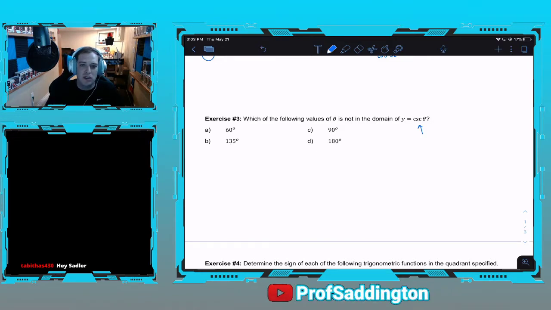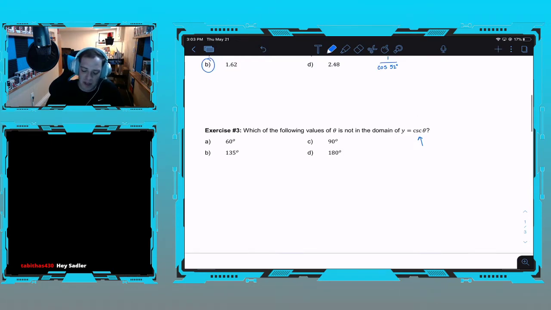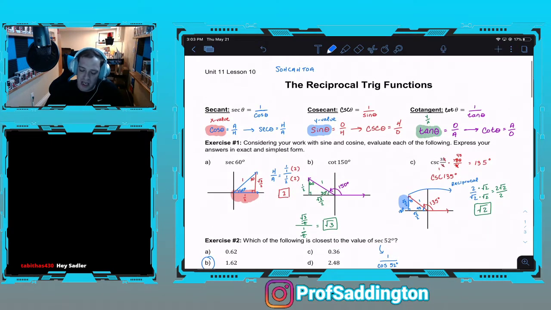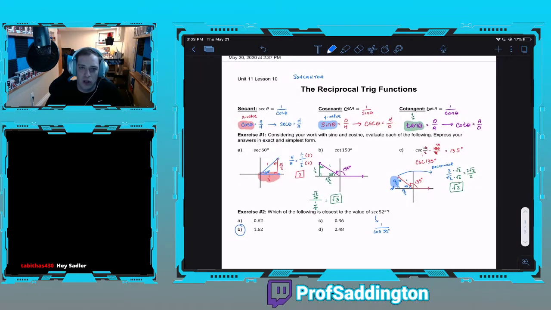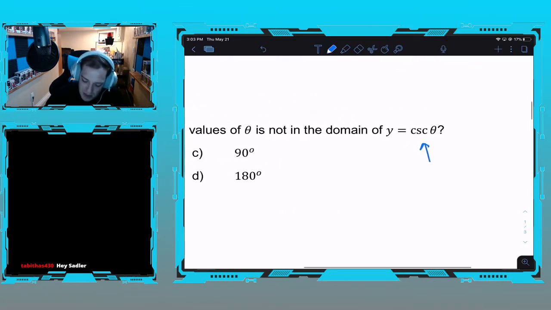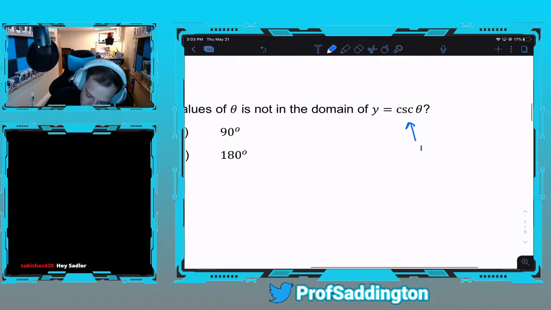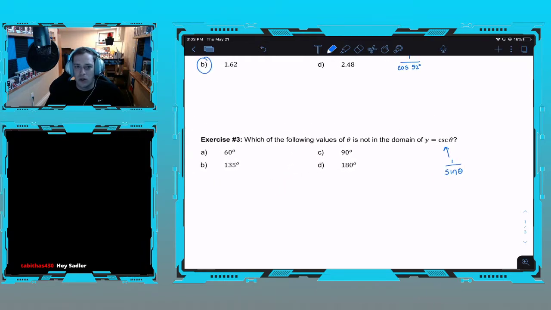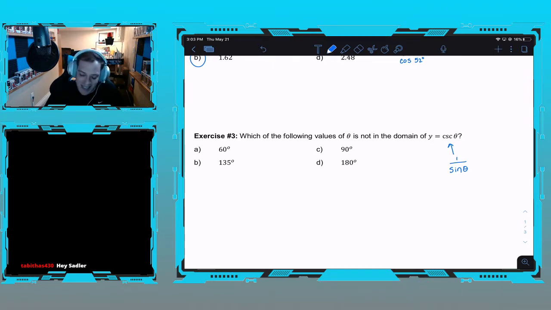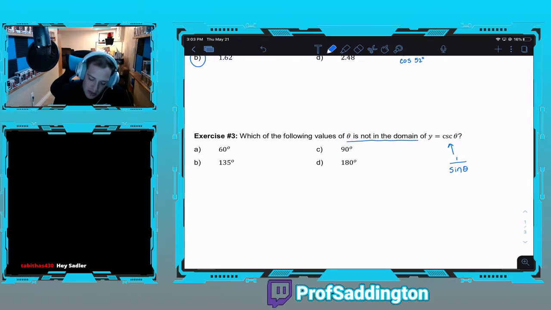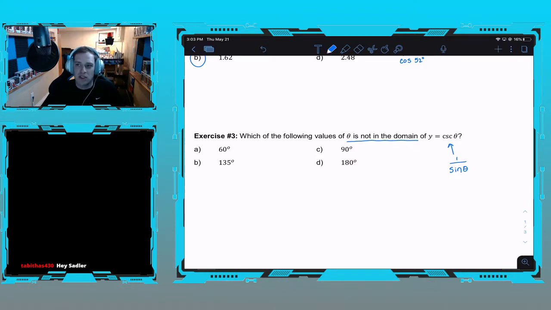So I know we just started yesterday, so I don't expect you guys to have this memorized. So I'm going to scroll back up top. Cosecant is going to be the one in the middle. Cosecant is the same thing as saying 1 over sine. So I'm just going to flip this over, and I'm going to rewrite it as 1 over sine theta. Okay. So now our goal is to figure out when theta is not in the domain. So we want to figure out which one of those answers does not work.